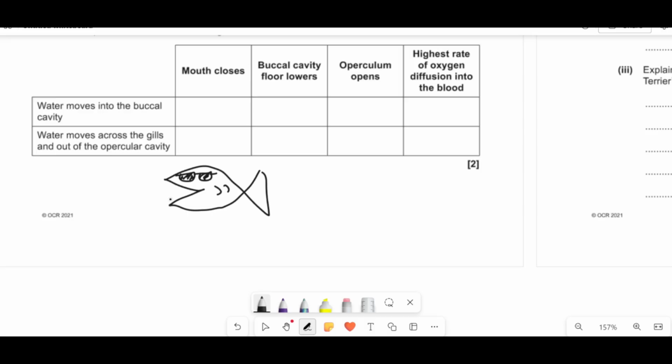So what happens is that these fish open their mouth, water gets in, and then they close their mouth, right? And then it will shove the water through this way like that, over the gills and out of the operculum. The operculum is just a bony flap that protects the gills, but when they close their mouth, it opens those opercula on either side.